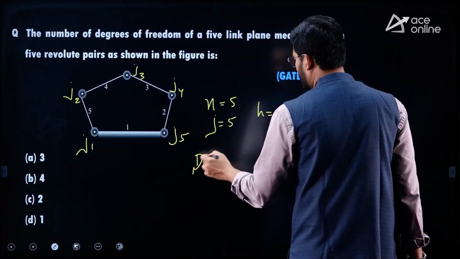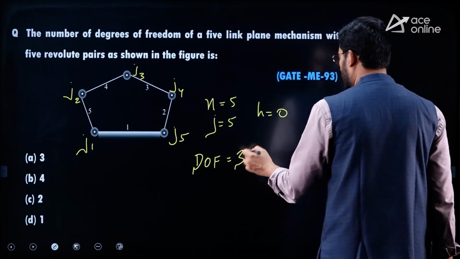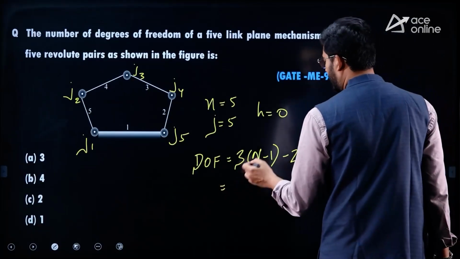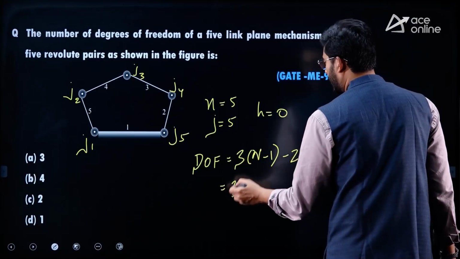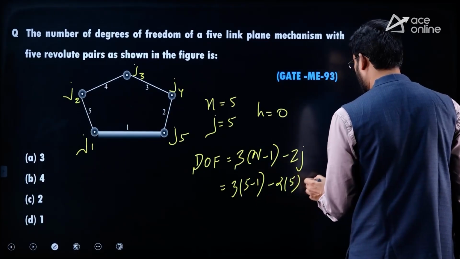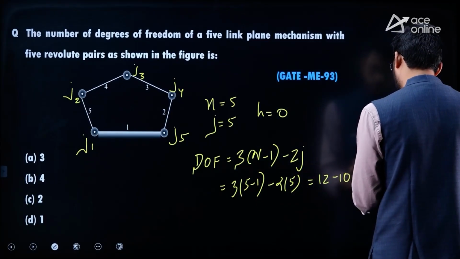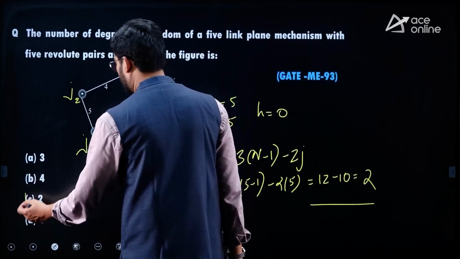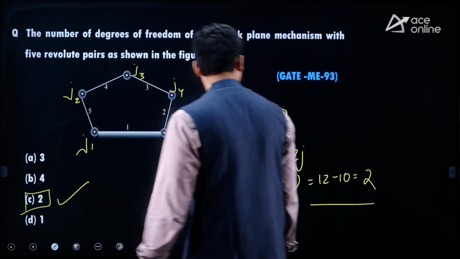So according to Grubler's equation, degree of freedom is equal to 3(n minus 1) minus 2j. So 3 into (5 minus 1) minus 2 into 5, which is equal to 12 minus 10, which is equal to 2 degrees of freedom. So this is an unconstrained mechanism. So as per the question, option C is the answer.